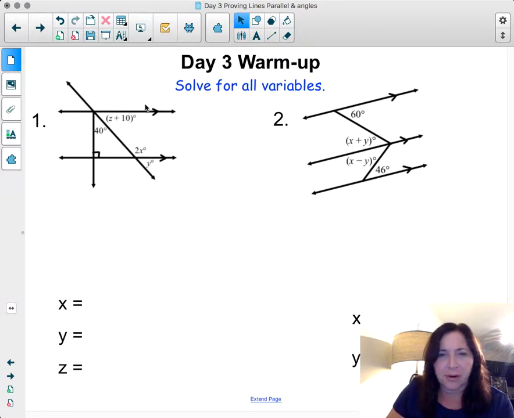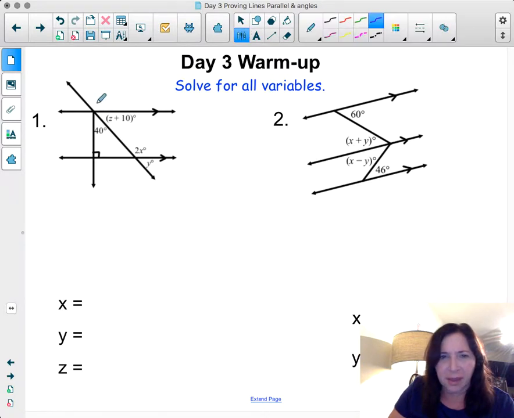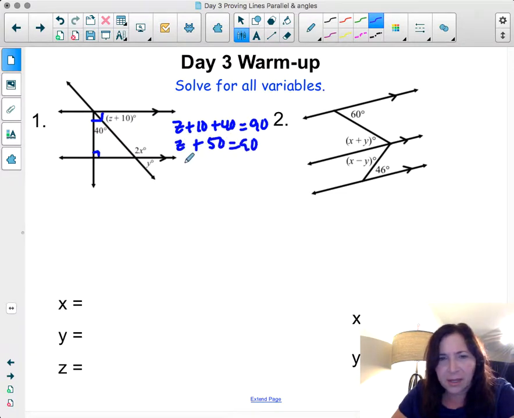What we have here are two parallel lines cut by a transversal. In addition, we know that if this angle here is 90 degrees, then this angle up here is also 90 degrees. And therefore, we can say that z plus 10 plus 40 is equal to 90 degrees. Then we have z plus 50 is equal to 90, so z equals 40 degrees. And so z is 40.